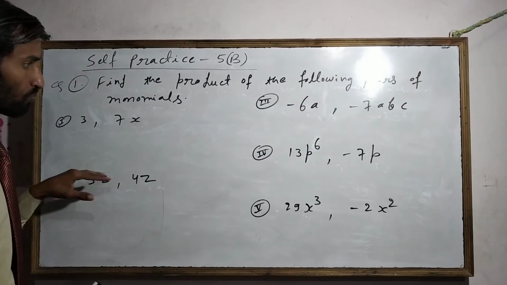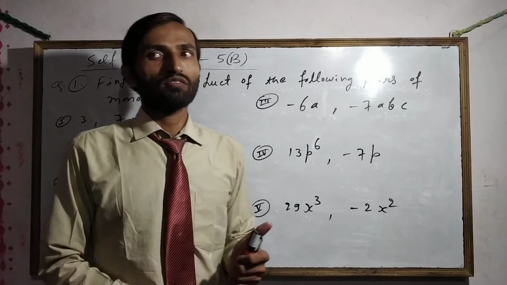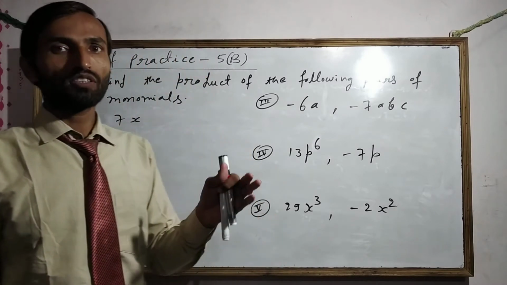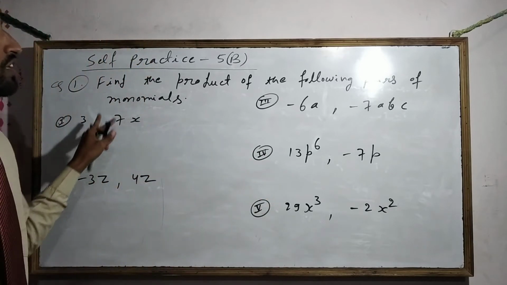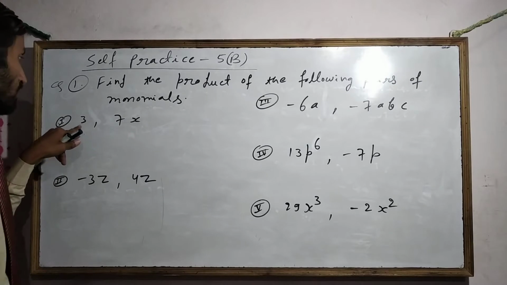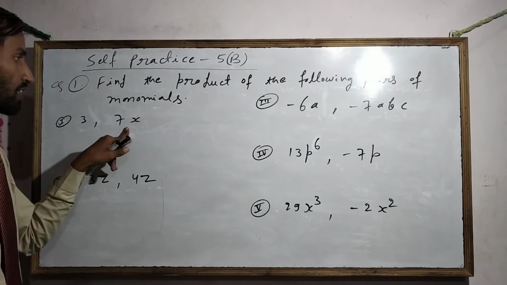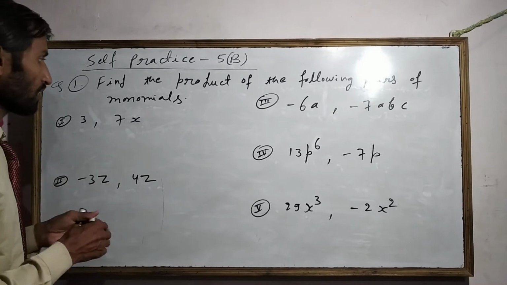Here monomials are given. Monomial means one term, an algebraic expression which has only one term, either a constant or a variable. Here, the first one is a constant and the second one is an algebraic expression, that is a monomial. Both are monomials. Then we have to multiply them.